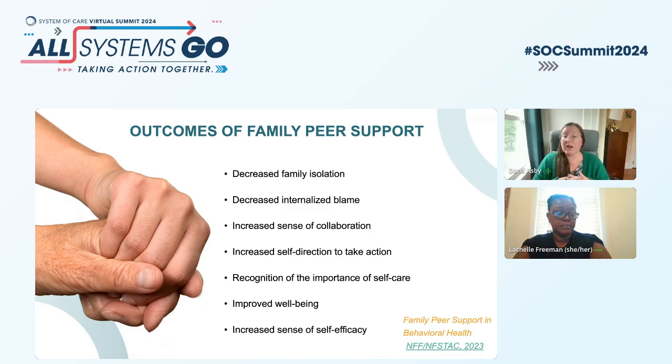Family peer support has helped families recognize how important self-care is for themselves. It's also been shown to improve well-being for family members and for the individuals they care for. And it gives family members an increased sense of self-efficacy, that they can actually do this, that it's not too overwhelming, that they now have the tools where they can support their loved one effectively.